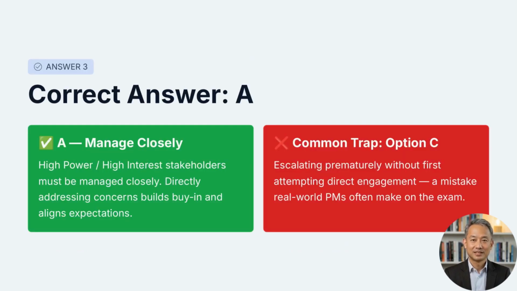The correct answer is manage closely. This stakeholder has both high power and high interest. The project manager should engage directly to understand concerns, build trust, and align expectations. Direct engagement is usually the most effective first response. A common mistake is escalating immediately to the sponsor. The PMP exam generally expects project managers to address stakeholder concerns directly before escalating issues whenever possible.